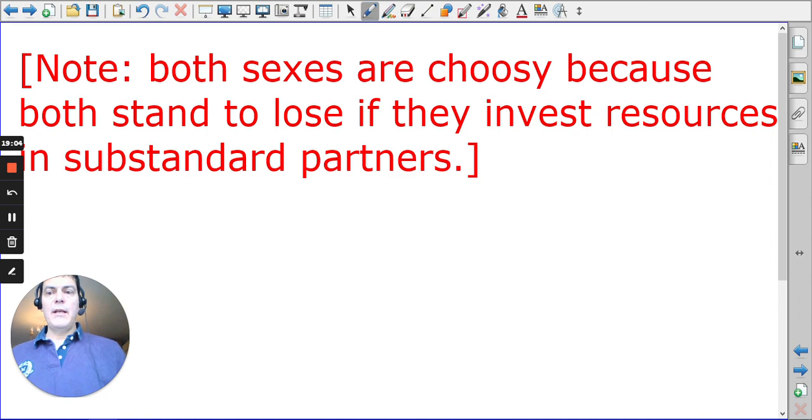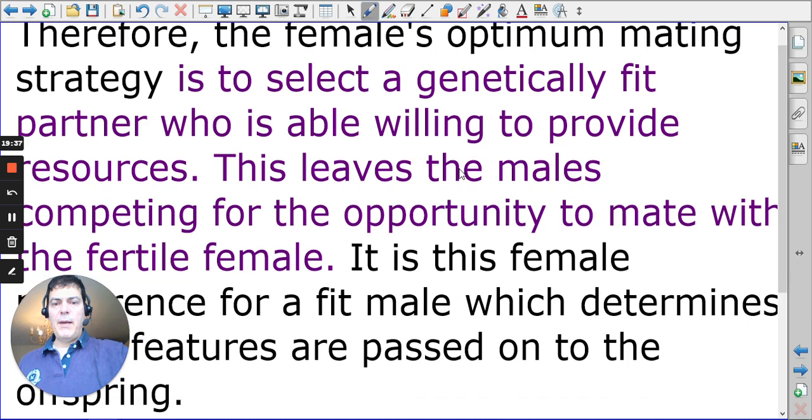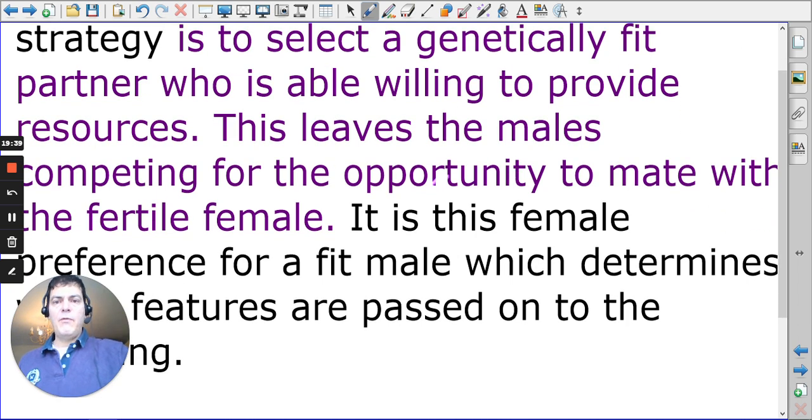Now, we do need to recognize that both partners are choosy, so we're not just going to select just anyone. But the truth is that there's more of an emphasis on the females. The optimum mating strategy is for a female to select a genetically fit partner who's able and willing to provide resources. That links into the Buss study, where we see that they look for those particular resources, and so the males start competing for the female for the opportunity to mate. Okay, so it's all about mating once again.